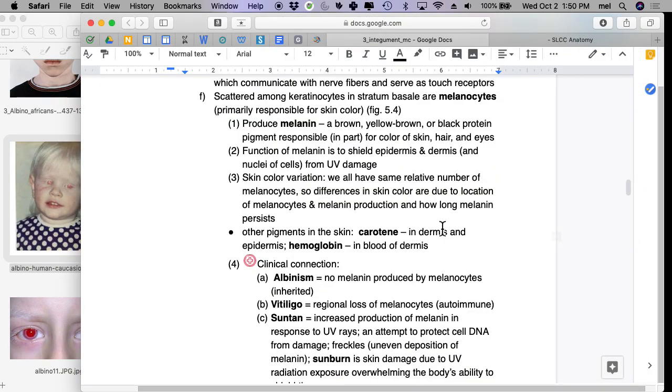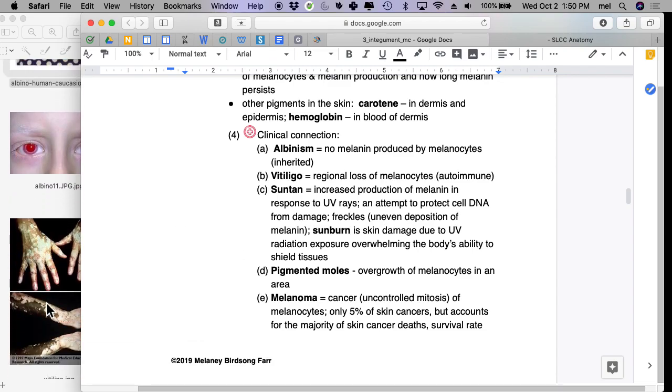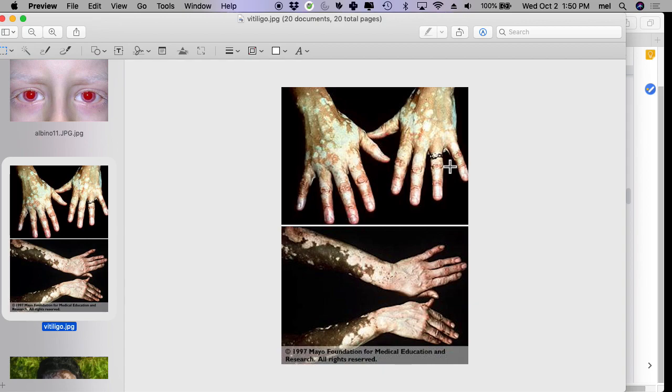And then vitiligo. Have you guys heard of vitiligo? Okay, vitiligo is not genetic, it's an autoimmune disorder. What it does is your immune system makes a mistake and starts to destroy melanocytes, okay? And it can go into remission and then come back. So it destroys melanocytes and you have this patchy loss of pigmentation wherever your melanocytes are destroyed.